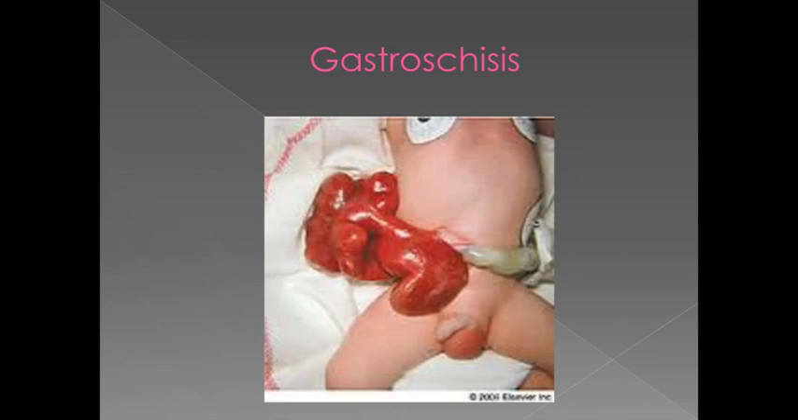Gastroschisis is similar to the omphalocele, except no peritoneal sac or membrane covers the abdominal viscera outside the body. The exposed bowel is often thickened, edematous, and may be abnormally short. This anomaly is also not associated with other anomalies, but intestinal atresia may be present.